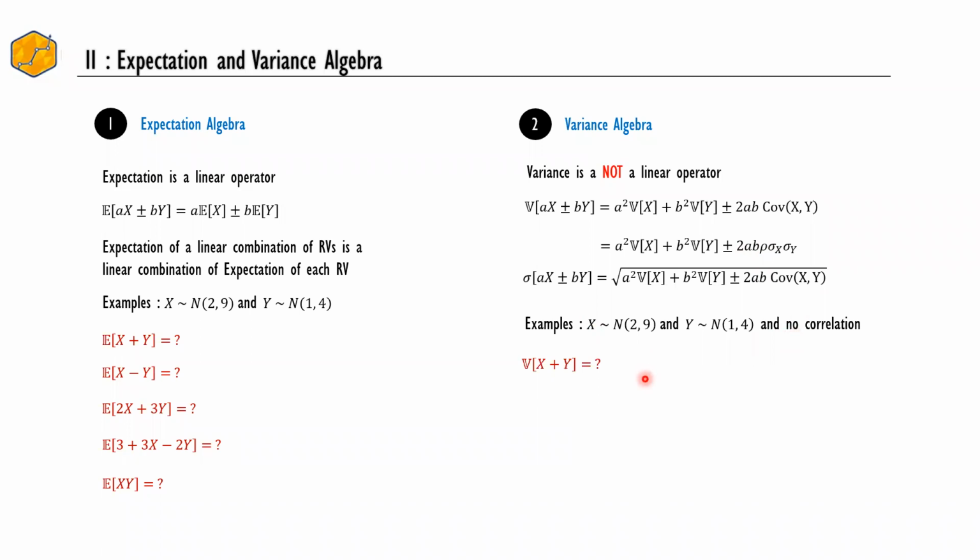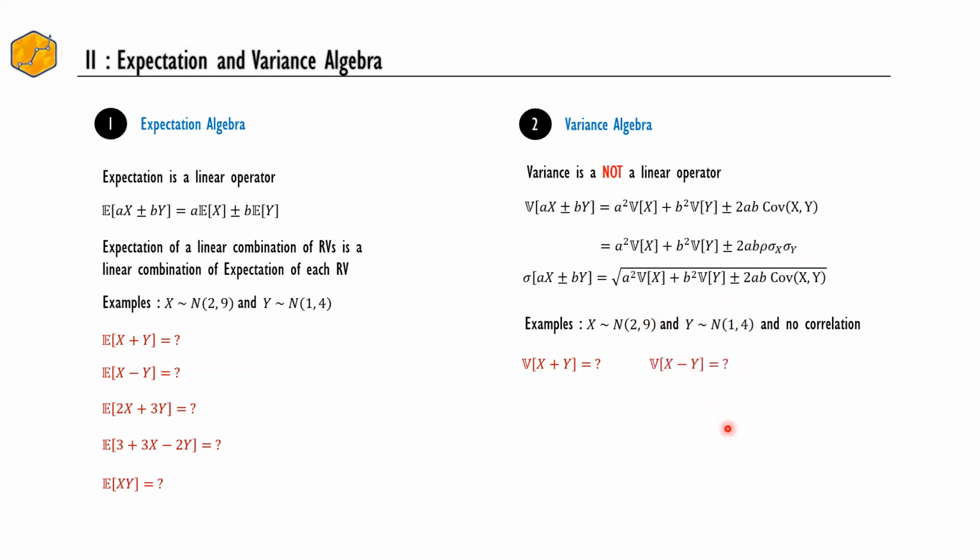What is variance of X plus Y? What is variance of X plus Y, guys? Take your time. By the way, please remember, when we write this notation, X is normal with mean 2, variance 9. This is variance, not standard deviation. The notation is X is normal with mean mu, variance sigma squared is 9. Variance is 9, variance is 4. Now all of you are getting the correct answer. It's variance of X plus variance of Y. There is no AB, A is 1, B is 1. There is no correlation. So 9 plus 4, 13, correct.